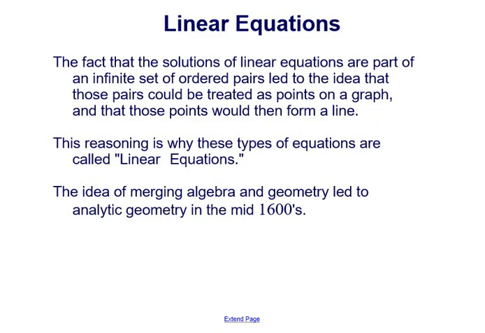The fact that the solutions of linear equations are part of an infinite set of ordered pairs led to the idea that those pairs could be treated as points on a graph, and that those points would then form a line. This reasoning is why these types of equations are called linear equations. They literally form a line. And the idea of merging algebra and geometry then led to analytic geometry in the mid-1600s.